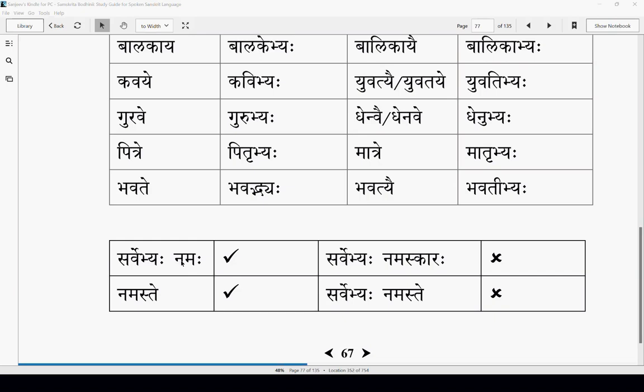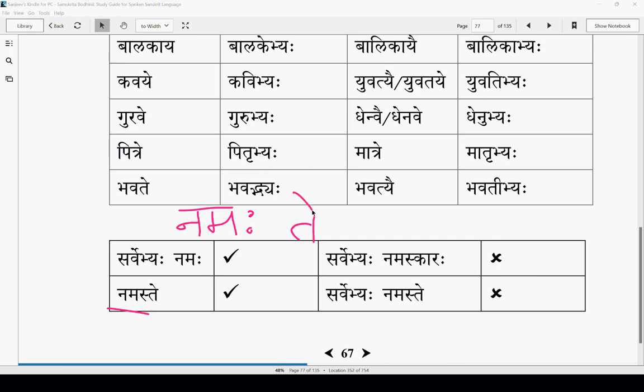Now, one more thing before we close. When we use namaha, we need to use the chaturthi vibhakti form. For example, we know sarvebhyaha namaha. Sarva is the pada, and in chaturthi bahuvachanam it becomes sarvebhyaha. Like balakebhyaha, sarvebhyaha namaha. Similarly, namaste has two words, namaha plus te.